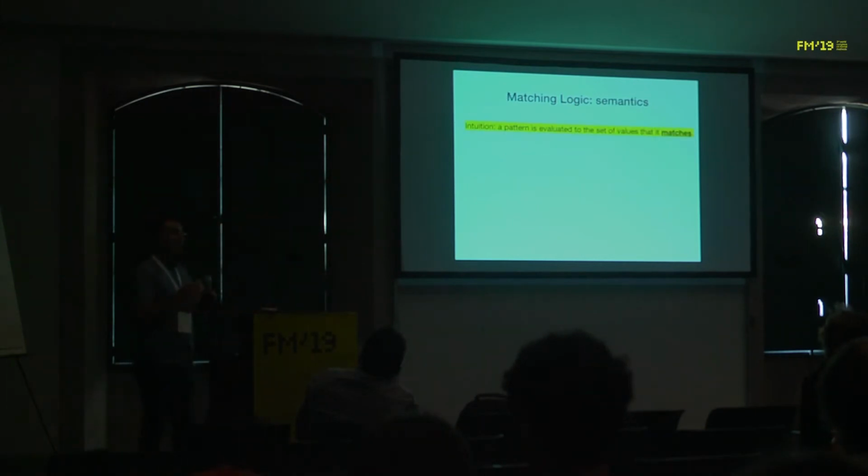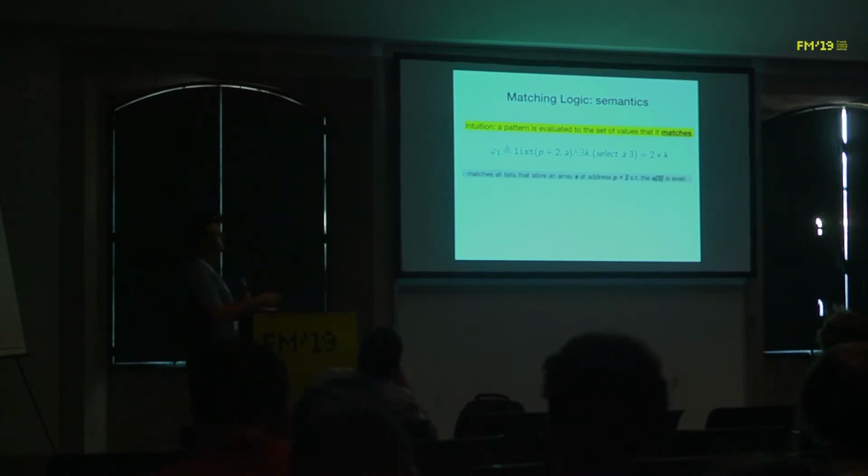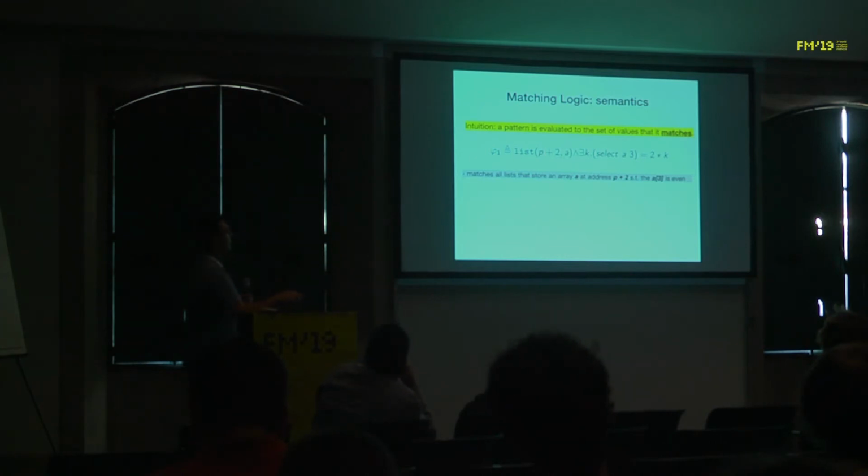The intuition is that a matching logic formula is evaluated to the set of values that matches it, all right? So that's the idea. And for instance, this formula here matches all the lists that store an array A at address P plus 2, and there is some other constraint here which says that at index 3 I have an even number, okay? So if this would be the set of all the elements matched by this formula, then one element here could be this one, okay? Okay, that's just an example.